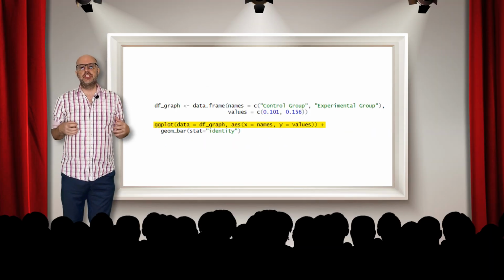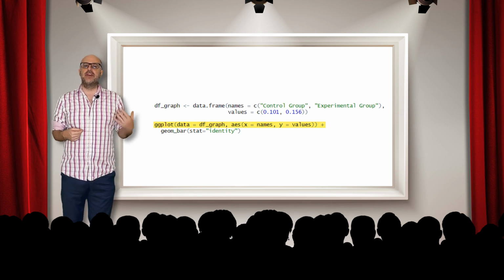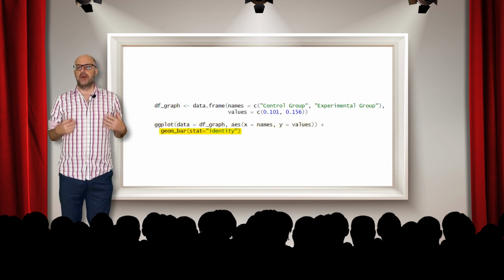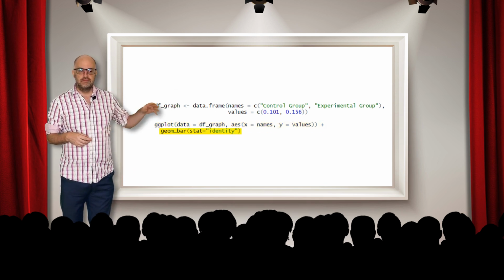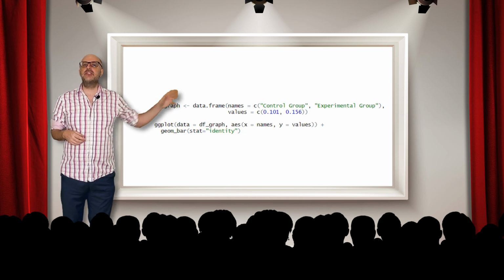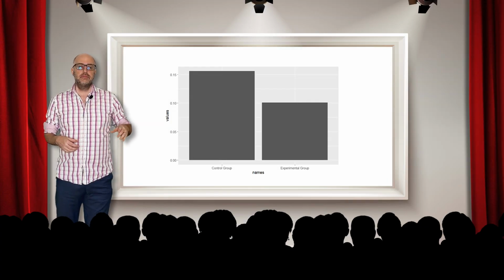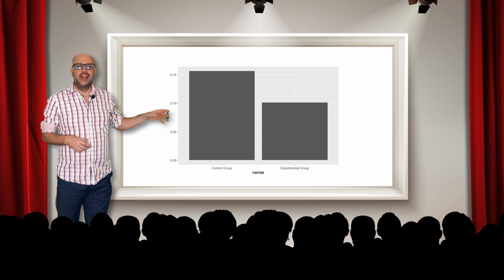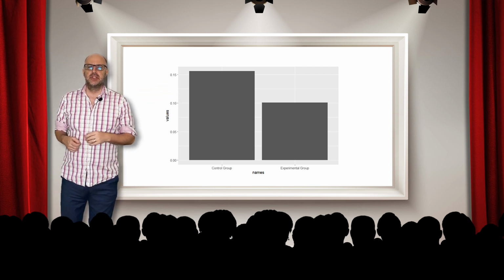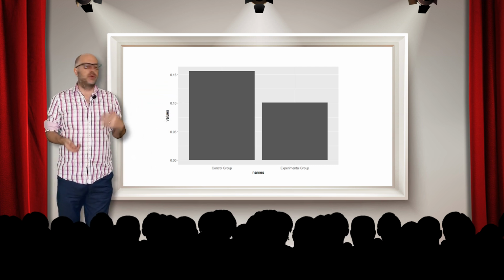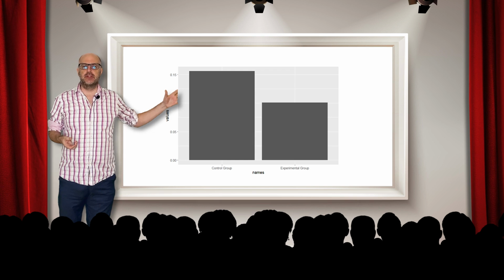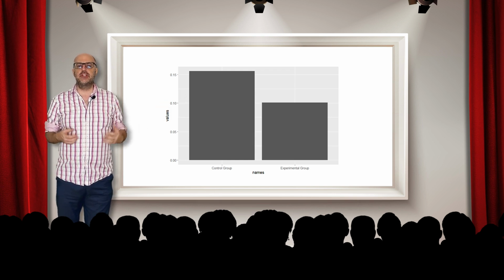Just a simple ggplot code, data aesthetic with x of names, y of values, then geom_bar and stat equals identity. This is too easy. Let's see what it creates. Okay, this overall looks really good, if not entirely unprincipled. It does show more or less what we want it to. There's a control group, an experimental group, and a difference between the two.